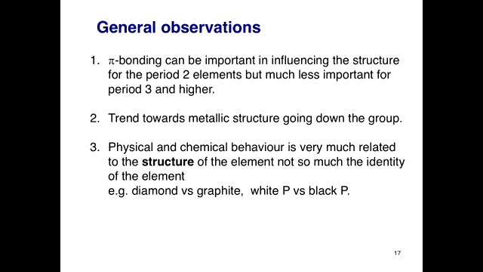Let's talk about some general observations. Pi bonding. Pi bonding is important for the period 2 elements, for nitrogen, for oxygen. In those particular elements, pi bonding is very important. But for the period 3 elements, it's less important. So we're more likely to get a polymeric structure or chains or rings for the period 3 elements.